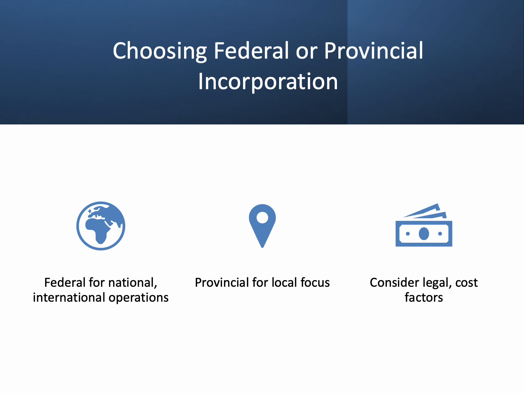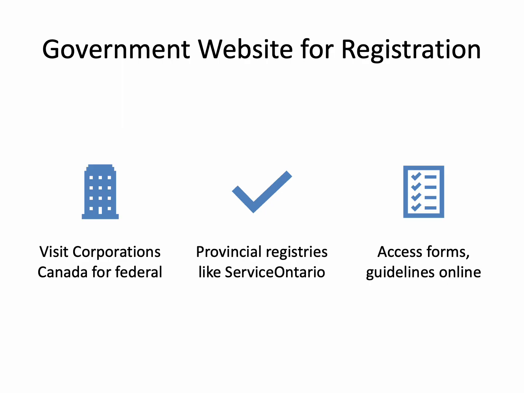This decision aligns with course objectives by equipping you to select the appropriate incorporation path, ensuring your corporation operates legally and effectively. This slide transitions to the government website for registration, where we'll detail the starting point. Following incorporation choices, let's explore the government website for registering for-profit corporations in Canada.